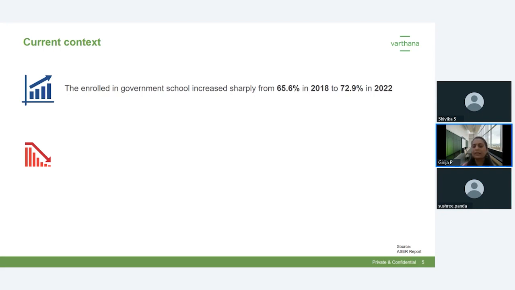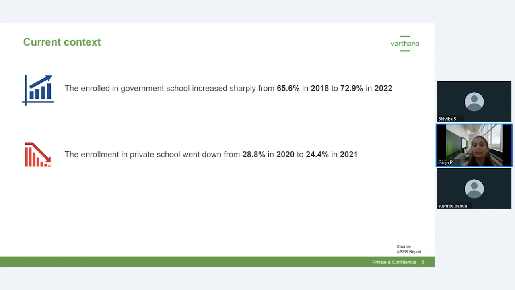As per the data, government school enrollment has increased by 7% in the last 4 years, especially after COVID. In 2018 it was 60.56%, and now the enrollment rate is 72.9%. So it is clearly saying students are shifting to government schools for various reasons, and it is impacting the private school enrollment rate.